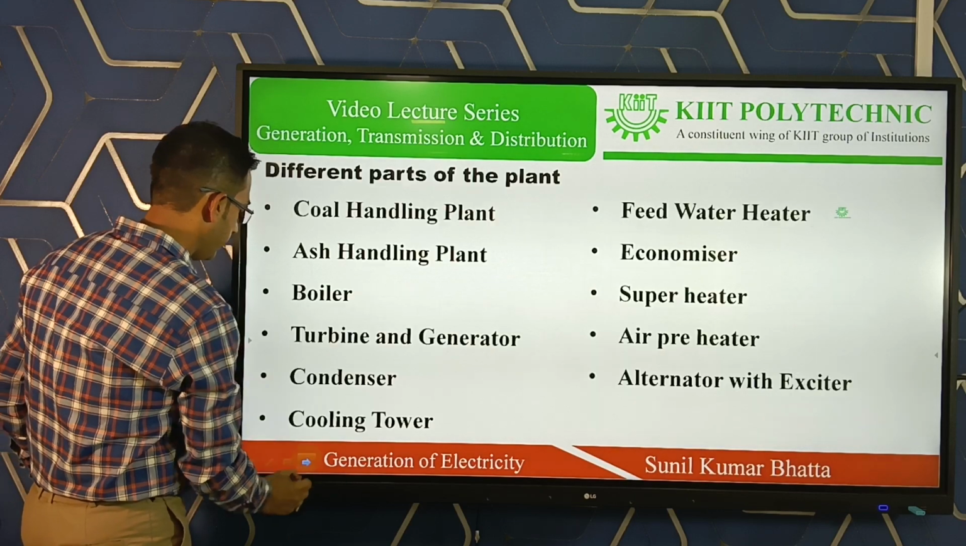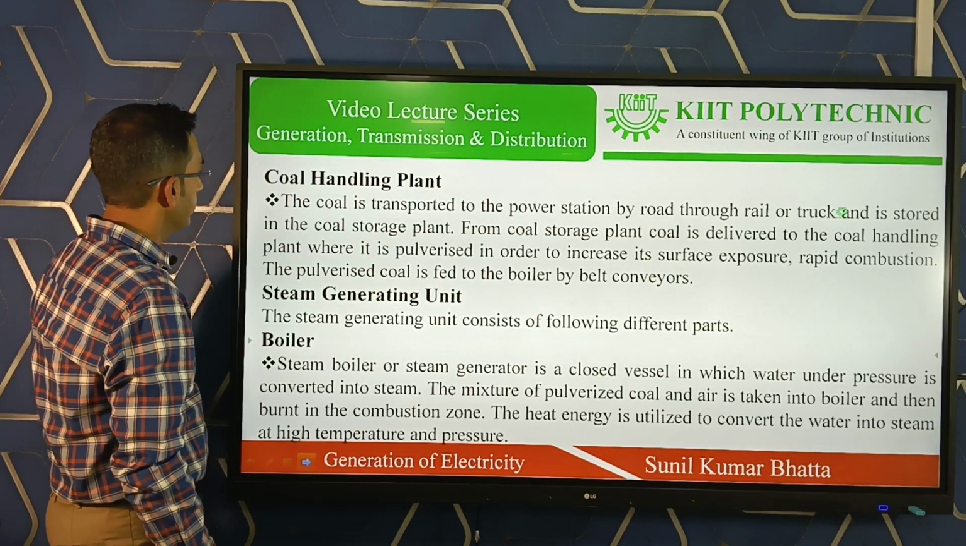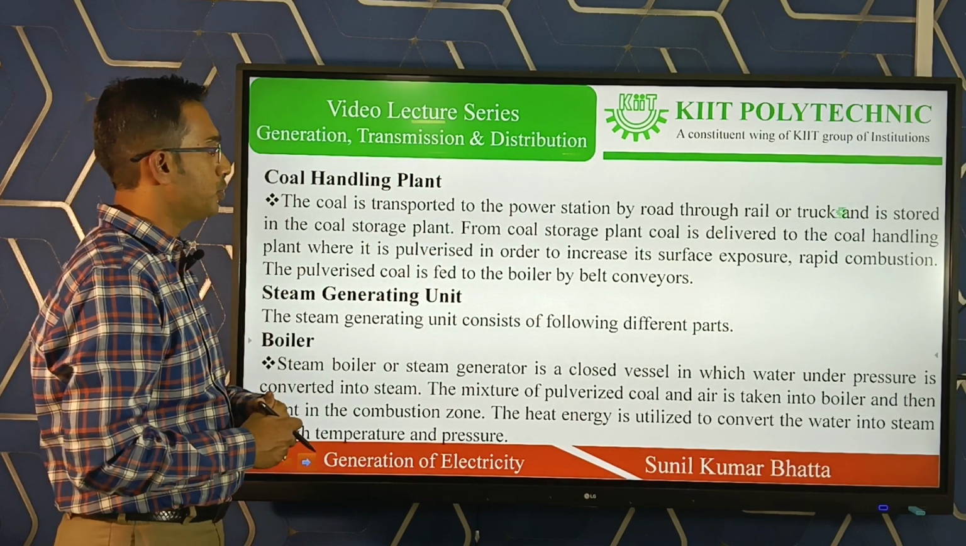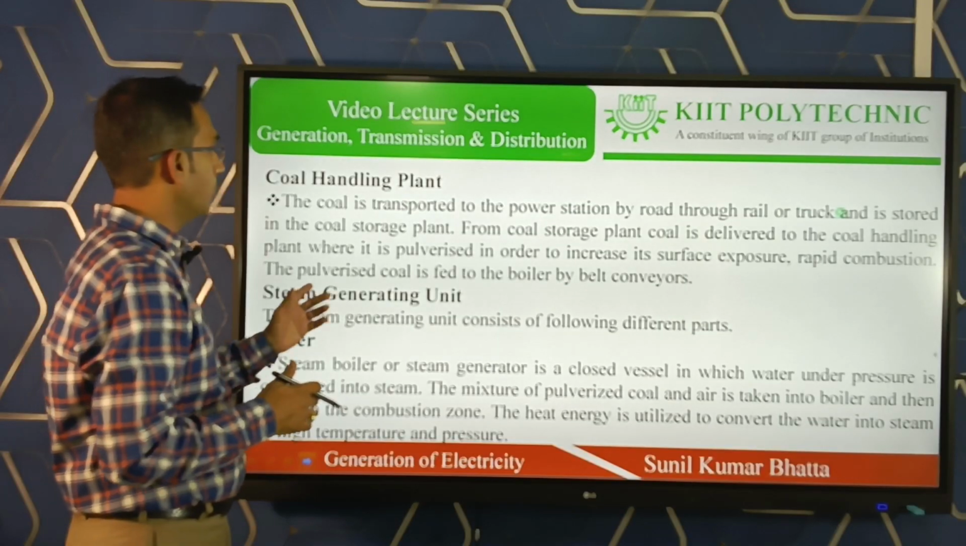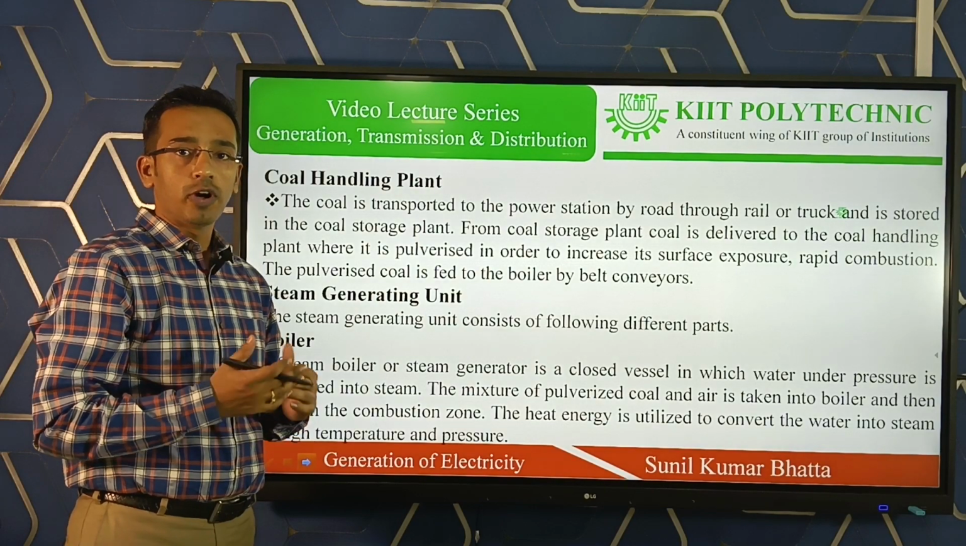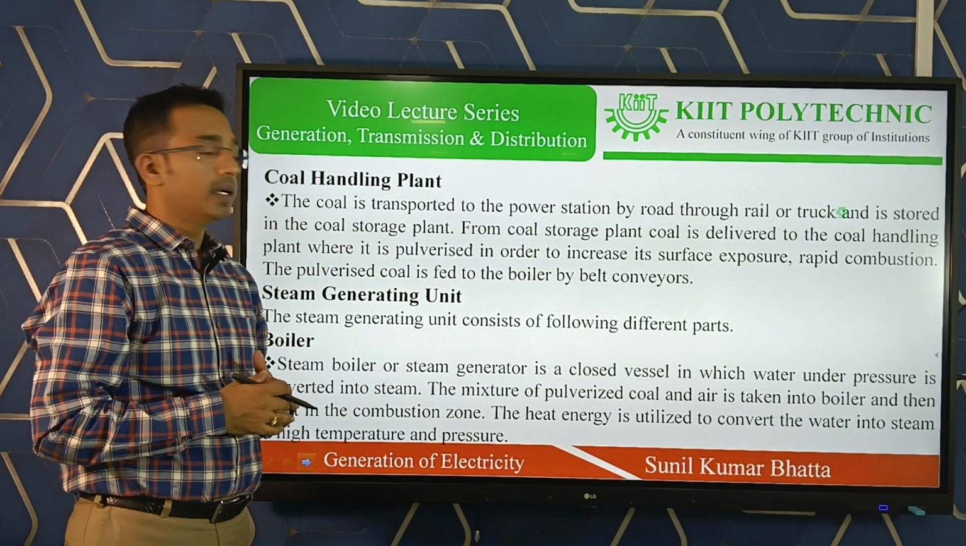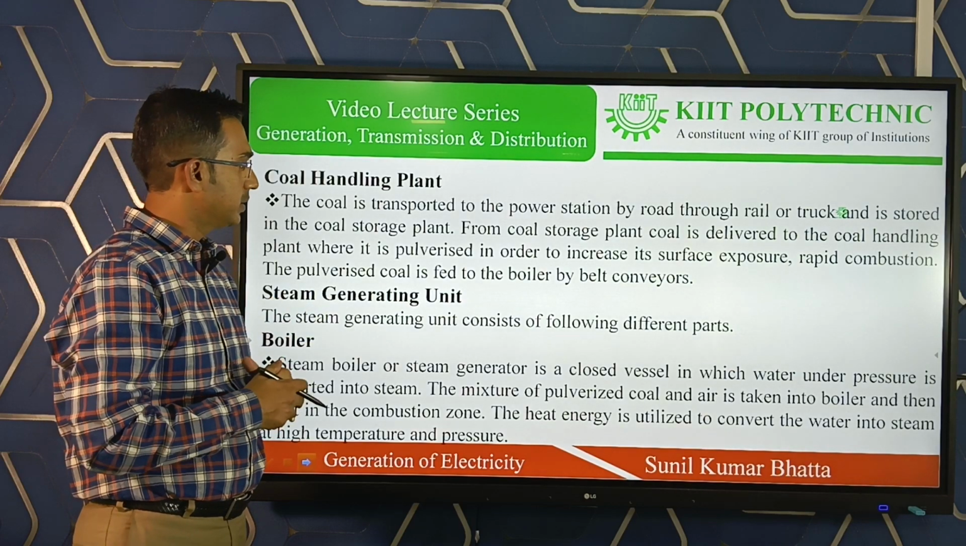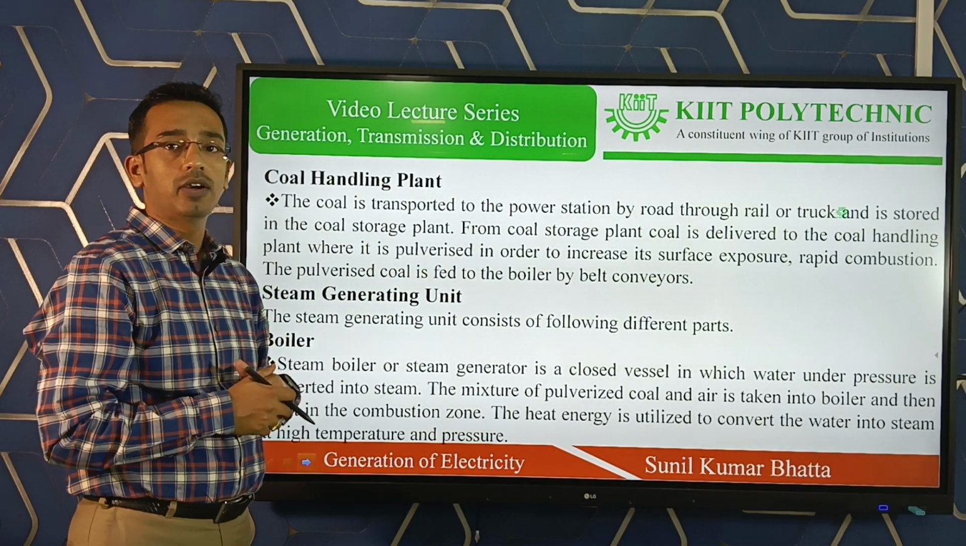So here, in the next slide, you see the coal handling plant. In order to increase the surface exposure and get rapid combustion, the coal is pulverized into small pieces, and after that the small pieces go to the boiler by the belt conveyor.